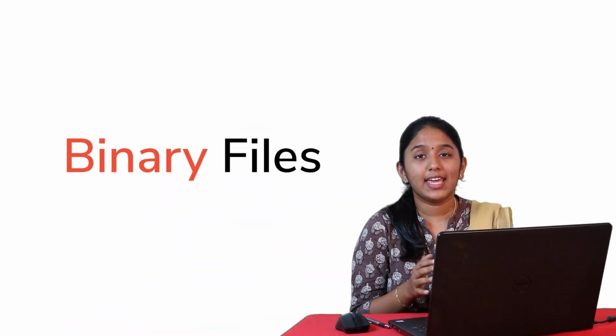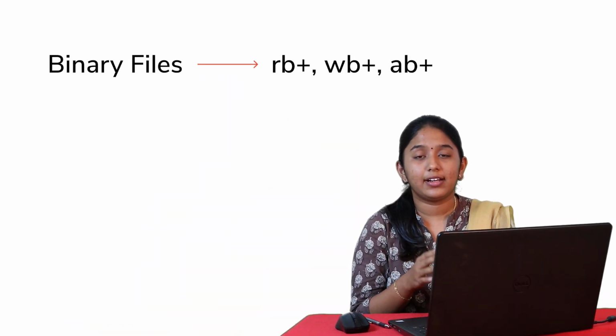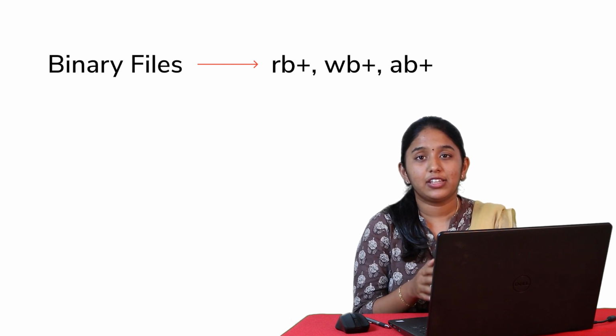And till now, we were dealing with text files. In the same way, you can also deal with binary files. So what exactly is a binary file? A binary file stores data in the form of zeros and ones, and they are not human readable. Media files like images, videos, audios can be considered to be binary files. If the access modes R, W, and A are followed by the letter B, it means that the file is being opened in binary format.